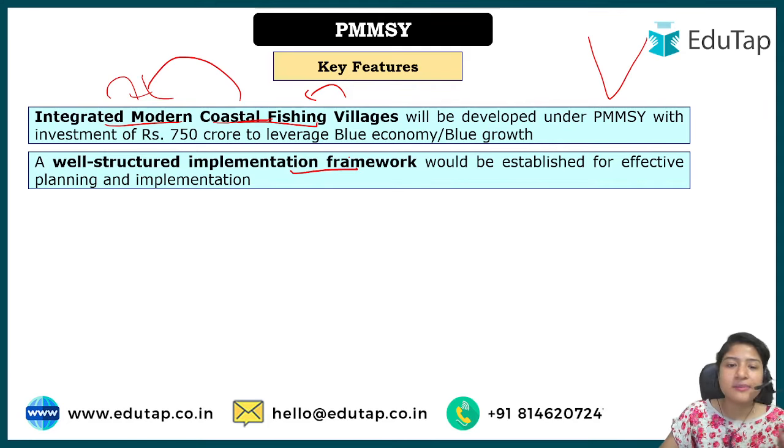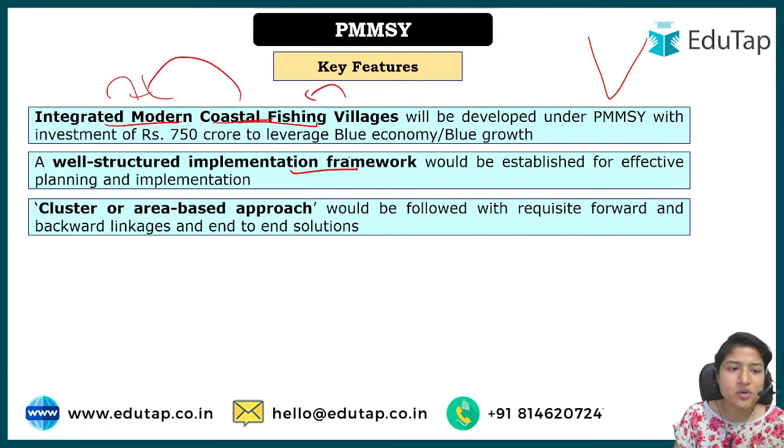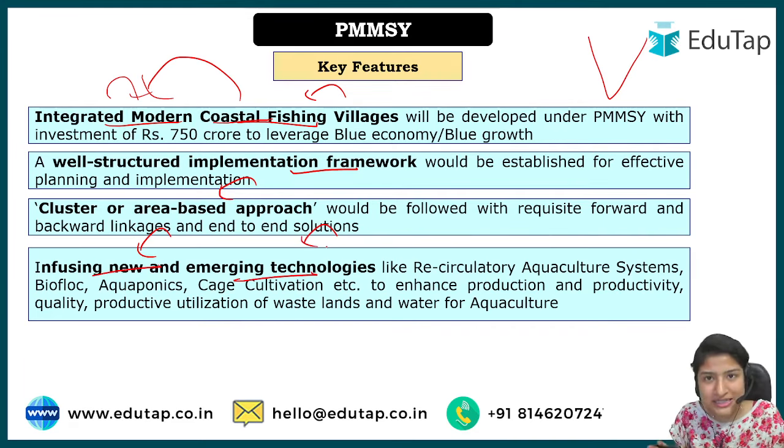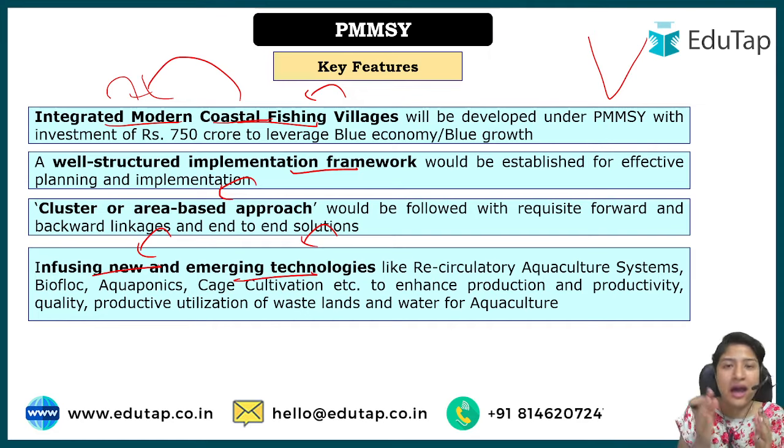Then a well structured implementation framework, of course that's a very common thing to understand. And here a cluster or area based approach will be there, not focusing on the individual farmer, but a cluster based approach. Similar to the example of Amul, where many women came together and had more benefit because the production was in bulk, right? Similarly, a cluster or area based approach will be followed here also for the end-to-end solution. Okay? And here of course the government is also focusing on infusing new technologies at every stage, at post harvest, pre harvest and harvest stages.